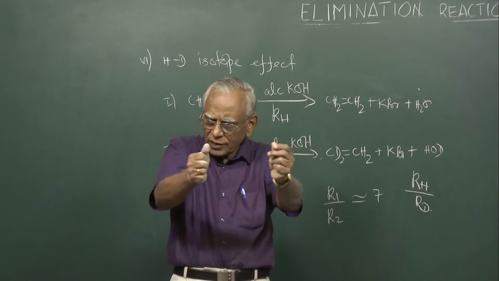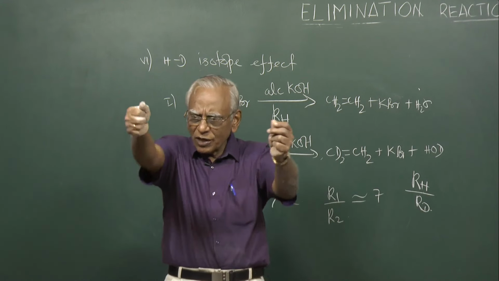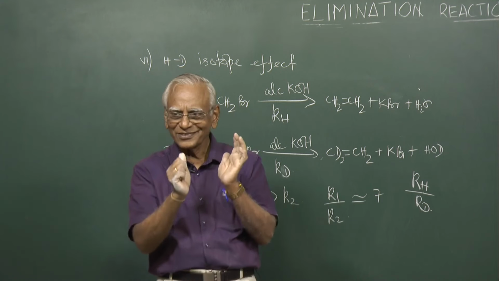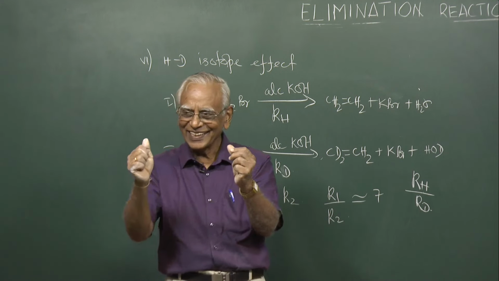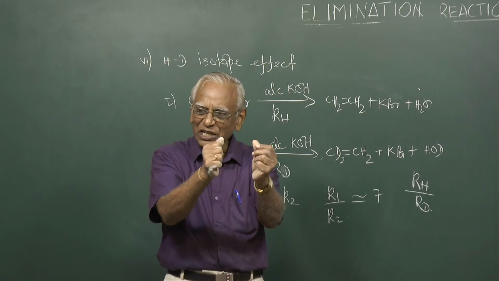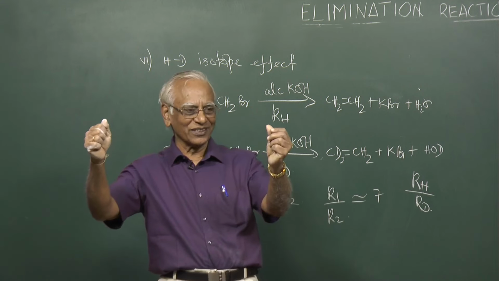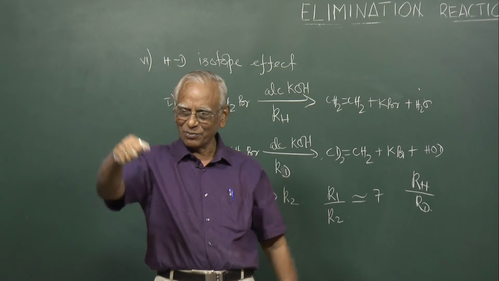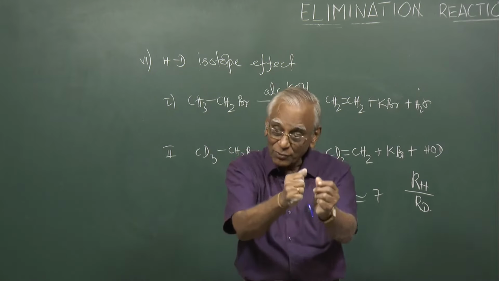Why should it be stronger? The carbon deuterium bond is shorter than a carbon hydrogen bond. The shorter the bond, the stronger the bond. The carbon tritium bond is still shorter.